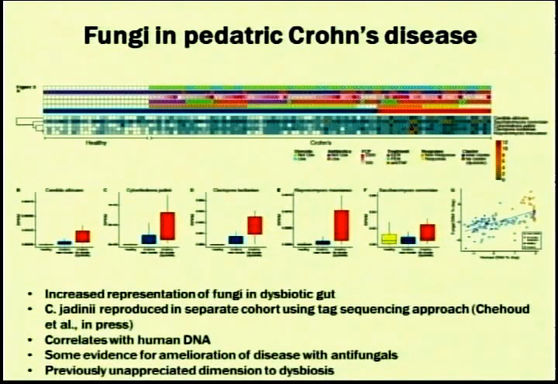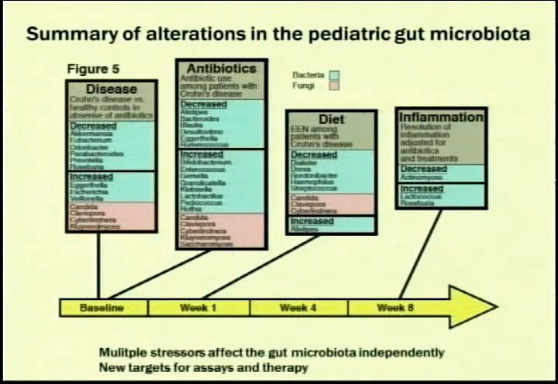Dysbiotic bacteria, high fungi, and high human DNA, also correlating with each other in the guts of these children. And so just putting it together, here's a summary, or one way of summarizing this vast data set. Here's the timeline. Here are some comparisons we could make at the different times.